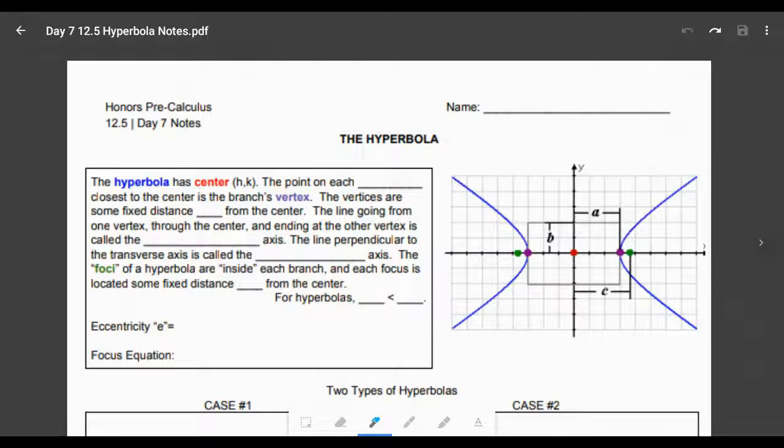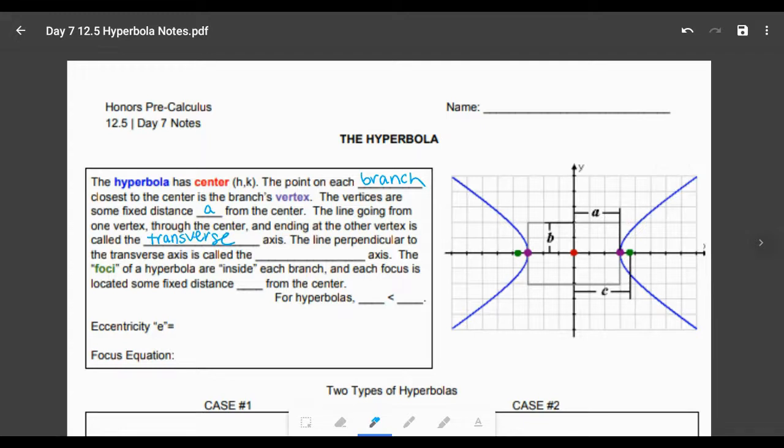Okay, so today we are going to talk about the hyperbola, and as you can see, a hyperbola kind of looks like two parabolas put together, but there are two branches that make up the entire hyperbola. And each branch has a vertex, which is indicated in purple on this graph. The vertices are some fixed distance a from the center, and the line going from one vertex through the center and ending at the other vertex is called the transverse axis.